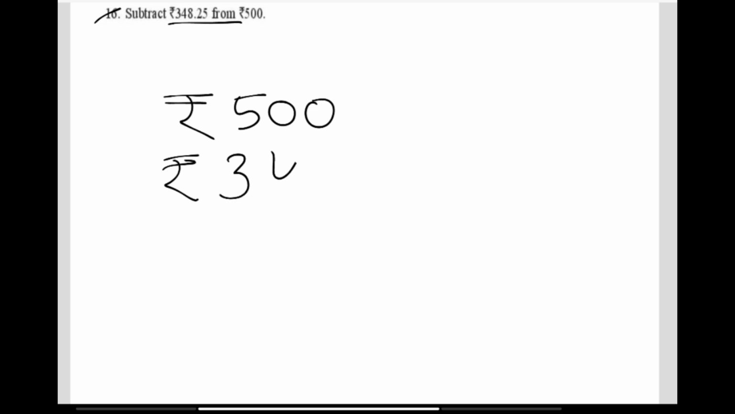Subtract rupees 348.25 from 500. Okay, so here what do you have to do? You have to subtract this number from this number, right? So let us write this number here. Rupees 500. We'll write rupees 500. Then this one, rupees 348.25. If nothing is there, we'll consider it as a 0. So we'll put point and 0 0. These are the paisa, right?